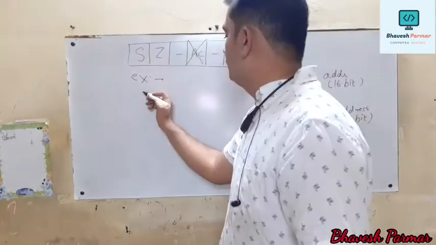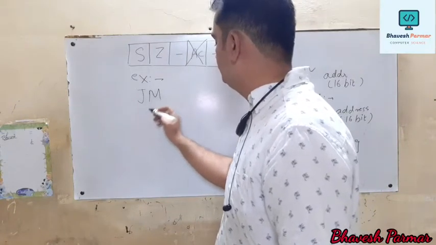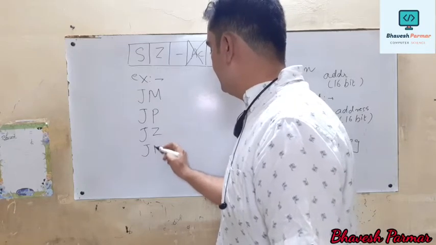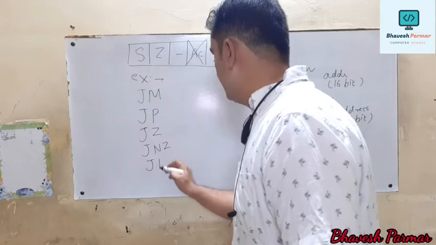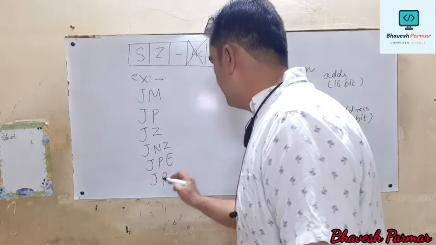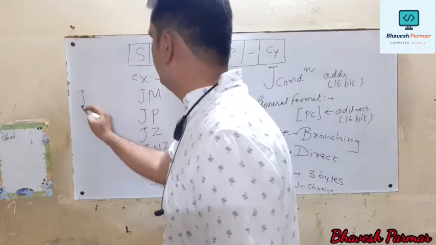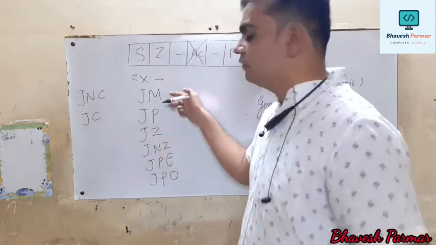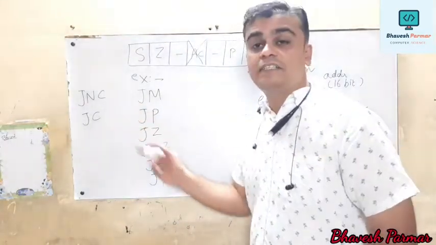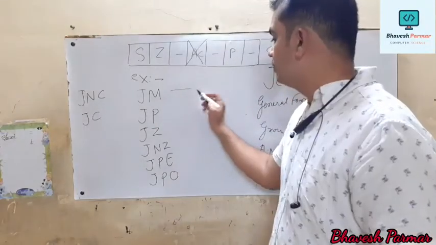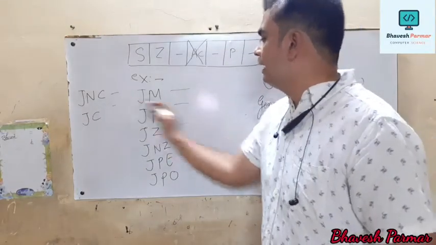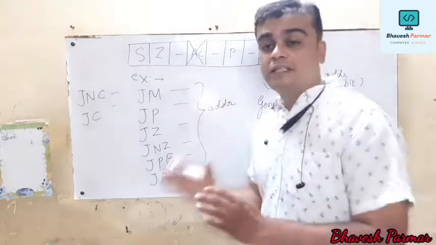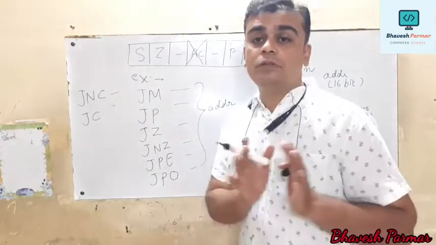Now, how many conditional jump instructions are there? Our first instruction is JM, thereafter JP, then JZ, then JNZ, thereafter JPE, then JPO, then JNC, and the last one is JC. If we count these, there are totally 8 instructions, and in front of each one a common thing is there, and that is the address. All these are 16-bit addresses, meaning direct addressing mode, 3-byte instruction.